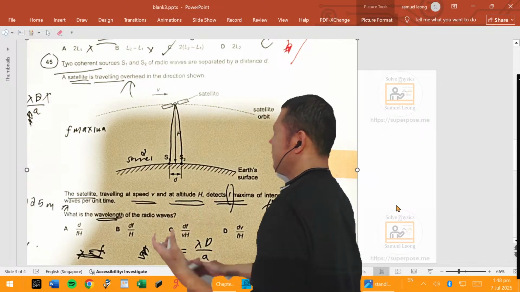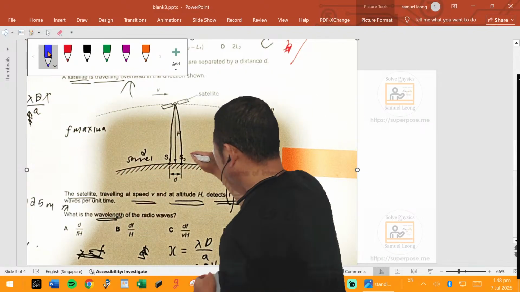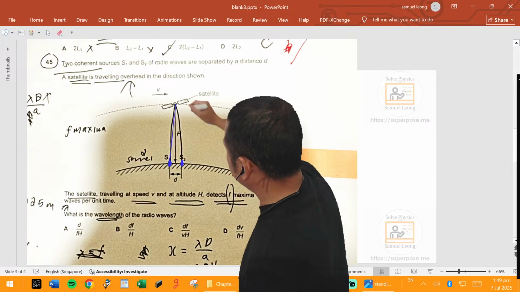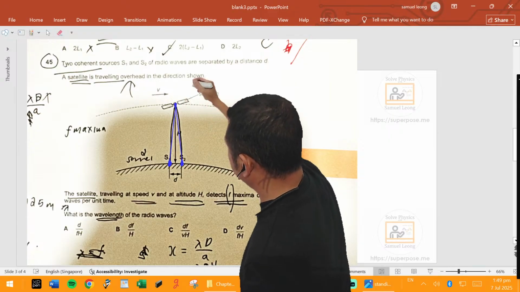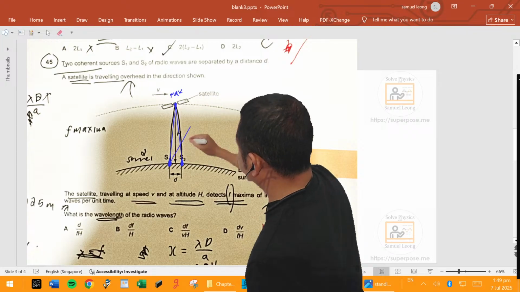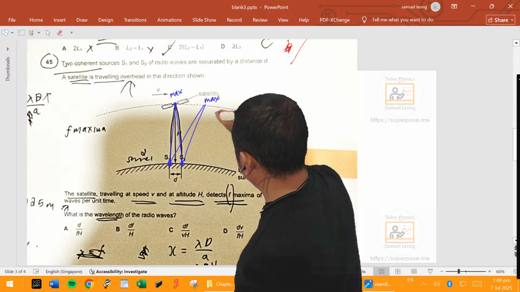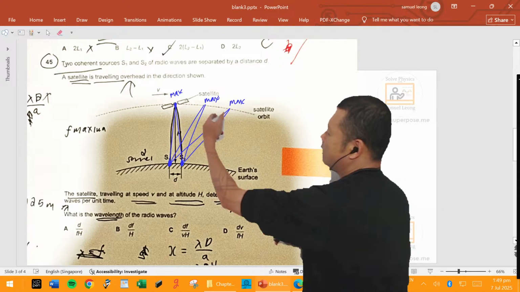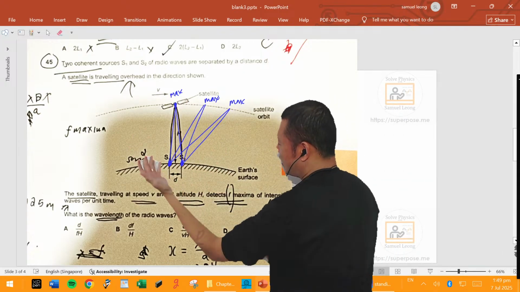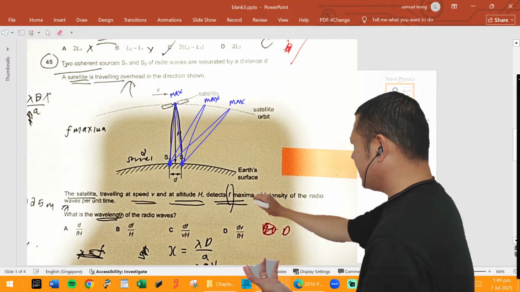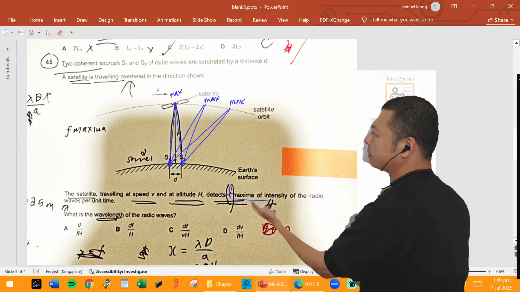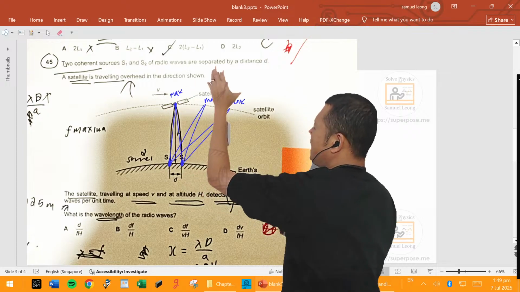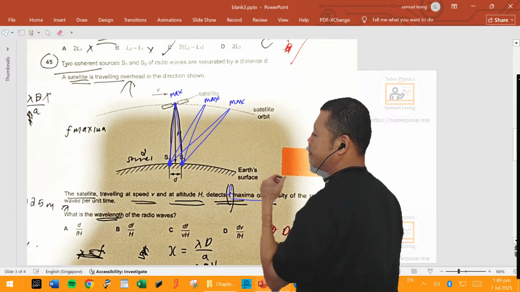Are you having trouble with two source interference? One source here, right? And then basically what do they create? They create maxima, maxima, maxima, right? What's in between the two maximas? A minima, but they didn't bother about minima because they said it detects maxima. So as your satellite is flying across, it's experiencing a certain number of maximas per unit time.